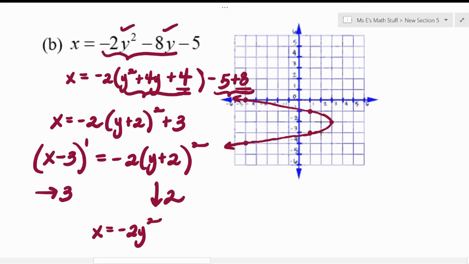There we go, my friends. All right, that is it for section 9.1 part 1.